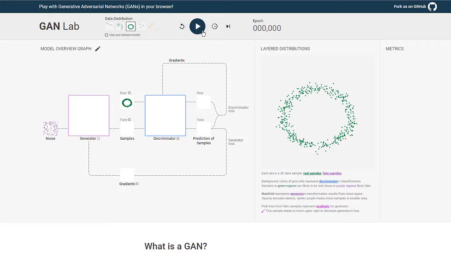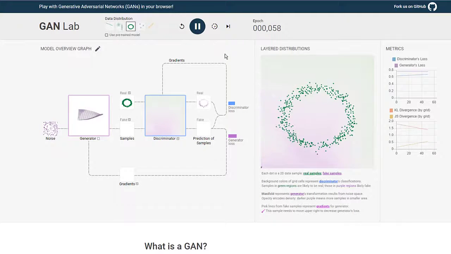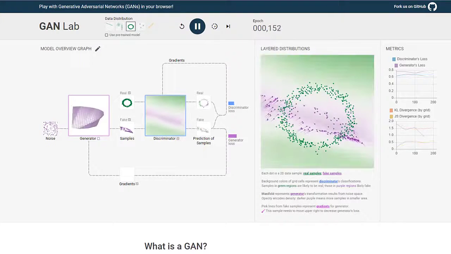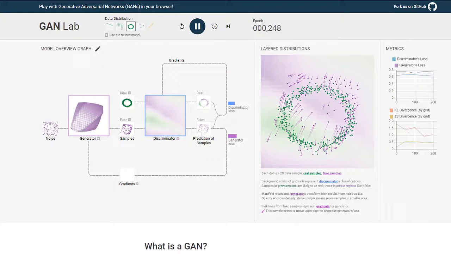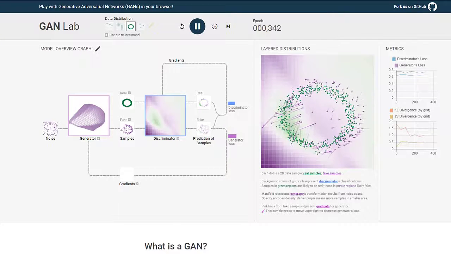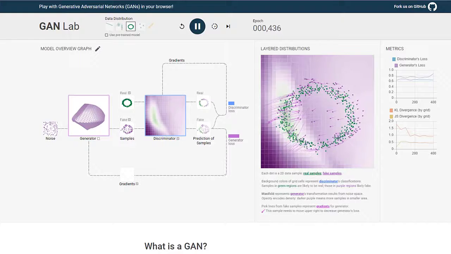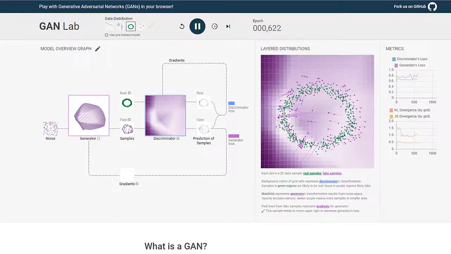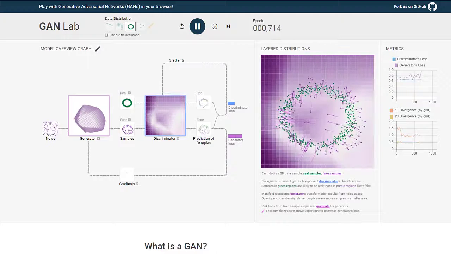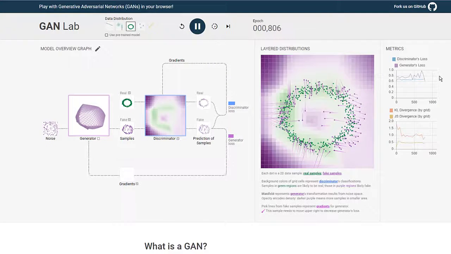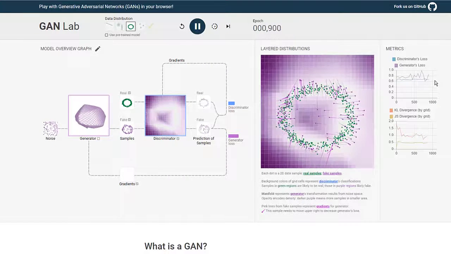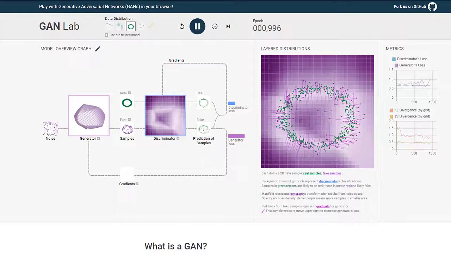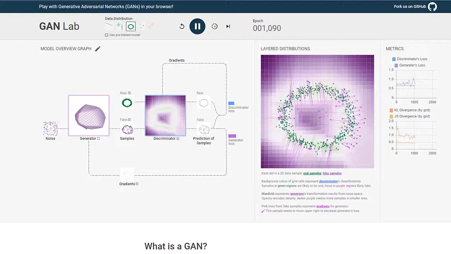So let's try it again. Now that we have a better feel of what's going on. All right, so again, the generator got a little bit luckier this time. We're actually getting into more of that circle shape a little bit earlier on, it seems. And we can see that the loss functions are more or less stable here, because again, we kind of guessed correctly from the get-go. Still got some of those fake samples in the middle there where they shouldn't be. We'll see if that improves over time.